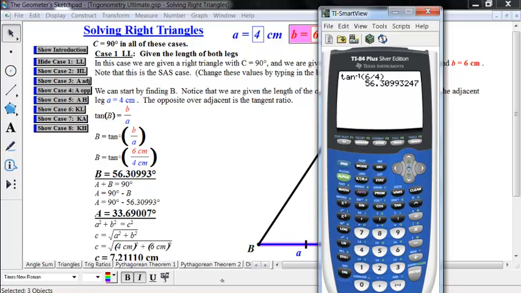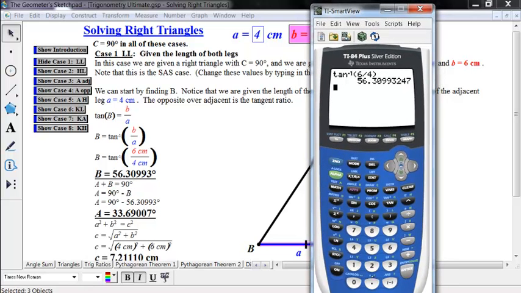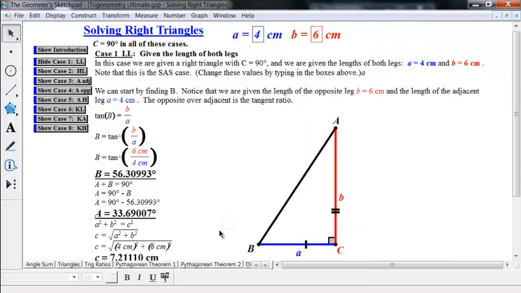Okay, now of course A plus B is 90 degrees, so A is just 90 degrees minus B, so we just do 90 minus our previous answer to find A, which is 33.69 degrees. And then to find side C, we can use the Pythagorean theorem. A squared plus B squared equals C squared, so C is the square root of A squared plus B squared. Normally when you square root both sides you have a plus or minus, but C is a length, so it can't be negative.